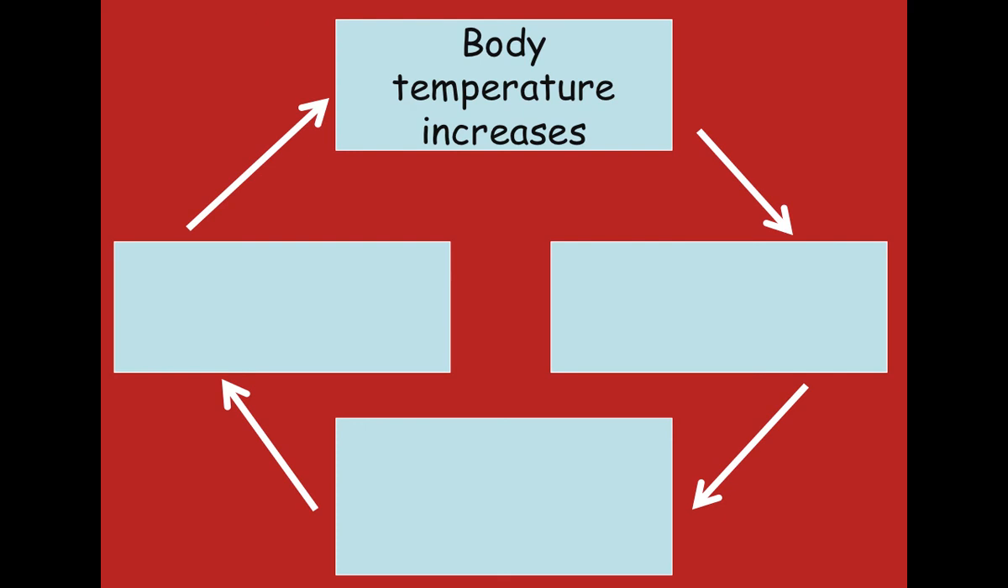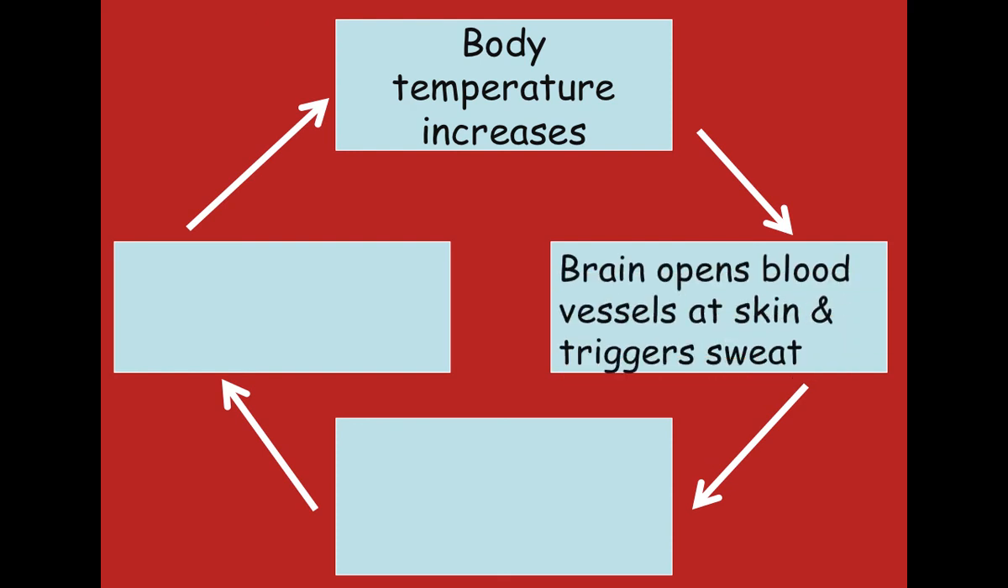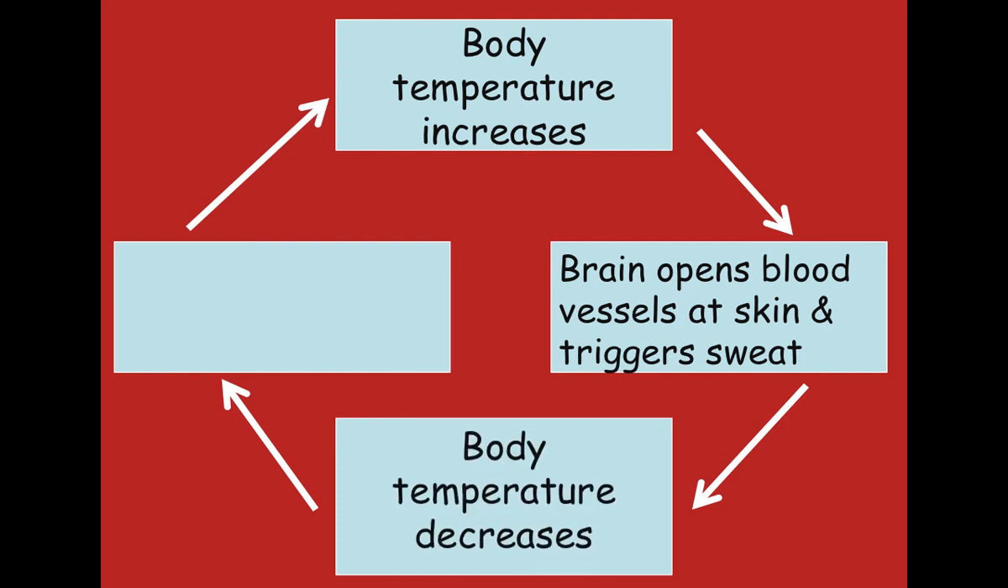So let's say we're working out, our body temperature increases, okay? That triggers a change in our brain. The brain actually opens up the blood vessels at the skin and also triggers our sweat glands to release sweat. This actually helps to transport heat from the center of our body to the outside and then let it dissipate into our surroundings. Now, as that happens, our body temperature is going to decrease.